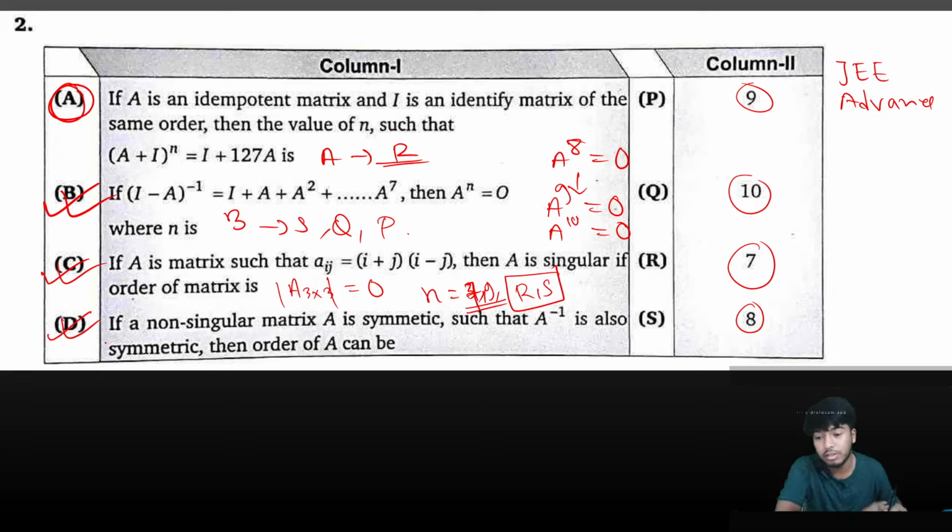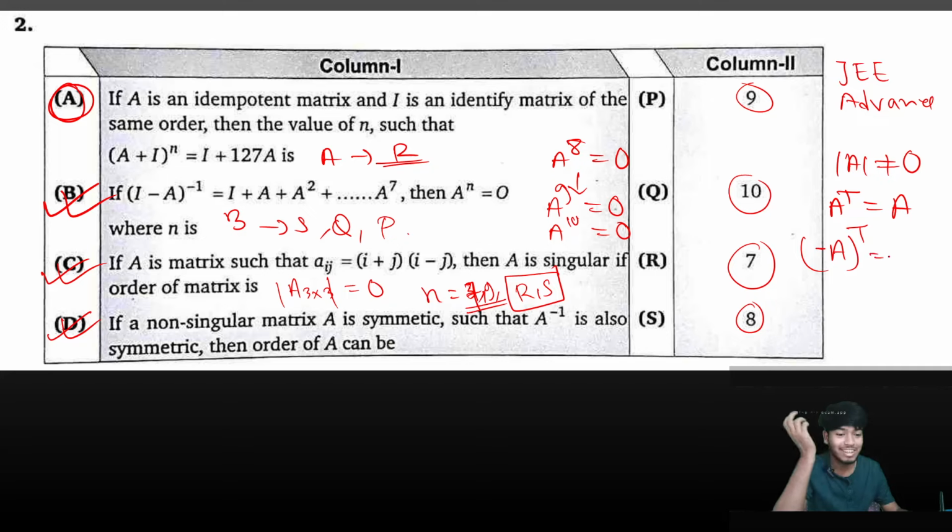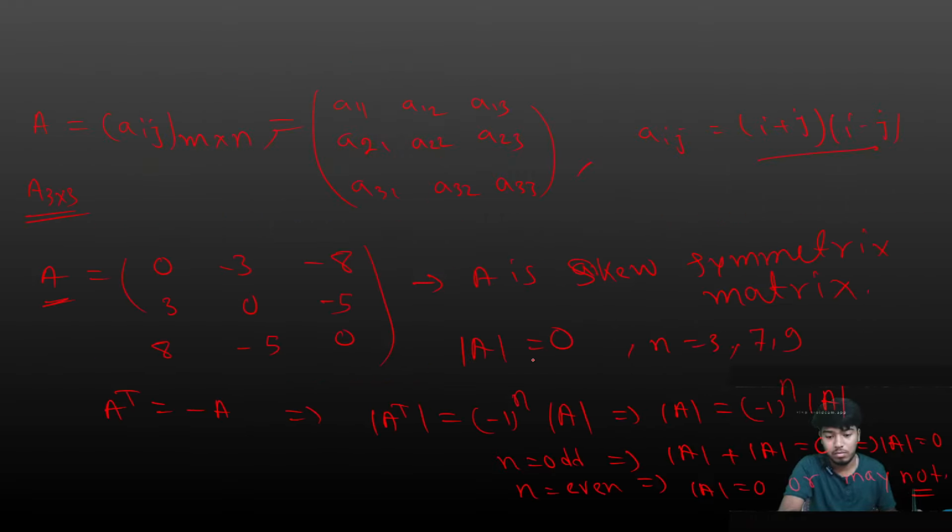Now our last option D: if a non-singular matrix A is symmetric, non-singular, that means determinant of A is not equal to 0 and A is symmetric, such that A inverse is also symmetric, then the order of A can be... Yes, so what is A inverse whole to the power transpose? Let's go over there, option D.